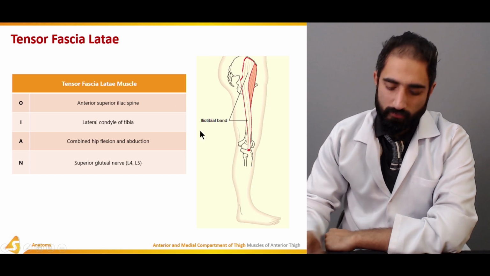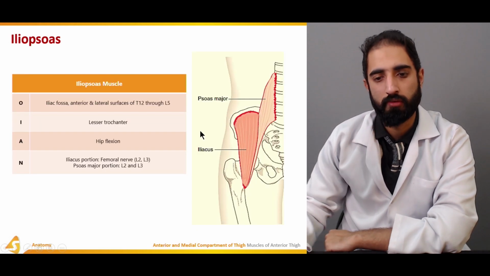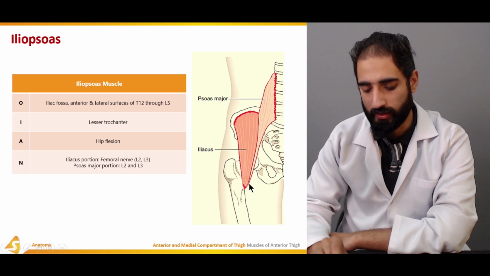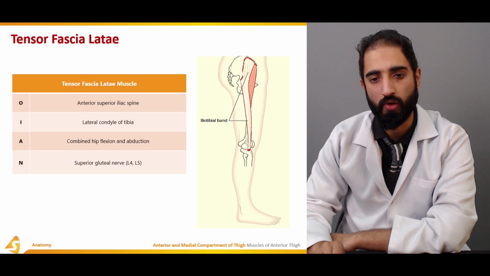So if we talk about the iliopsoas muscle here, as we can see, it is only crossing the hip joint, so it is just a single joint muscle only causing hip flexion.